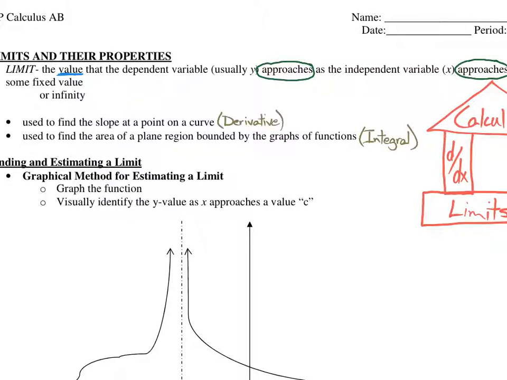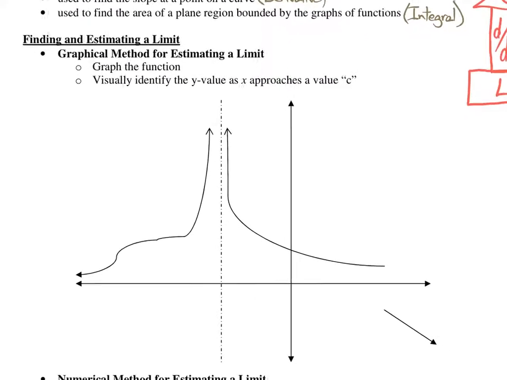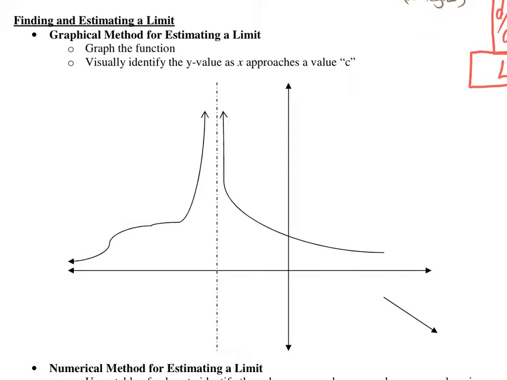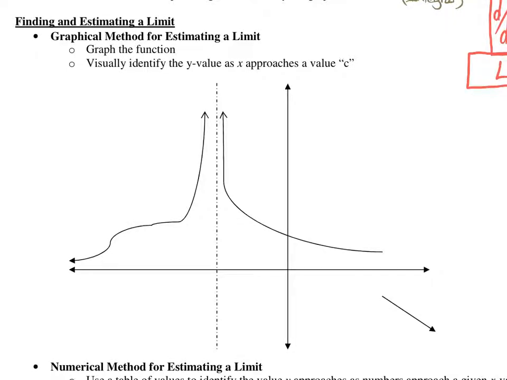Now, let's look at what this looks like on a graph. Here we have a graph of some function f of x. We're going to define this as our x-axis and this as our y-axis, or y. And here the function is y equals f of x. And then notice here we have this statement, the y value as x approaches a value c.